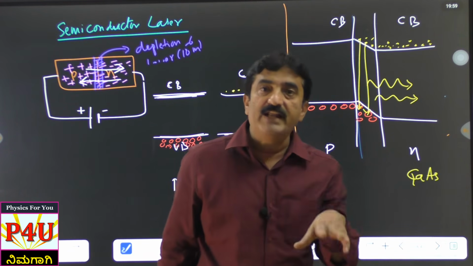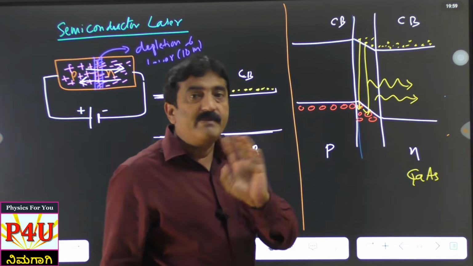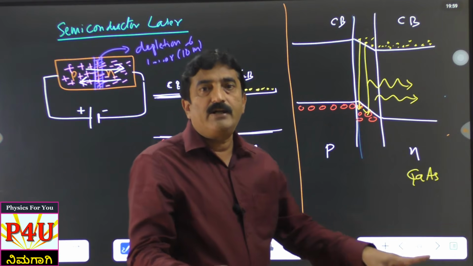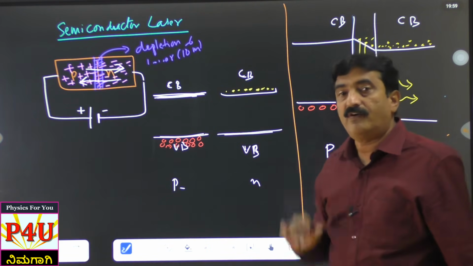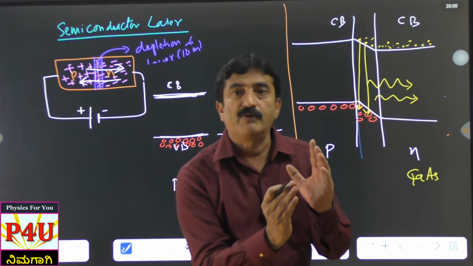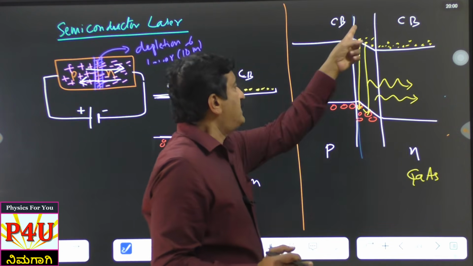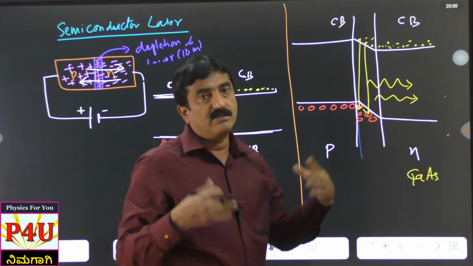LED. So in LED, normal semiconductors are not used, compound semiconductors are used, and they are connected to the power supply like this, meaning forward bias. Because of the forward bias, holes will come from the P side to the N side, electrons will come from the N side to the P side, and in the junction region there is recombination. As a result, photons are emitted.